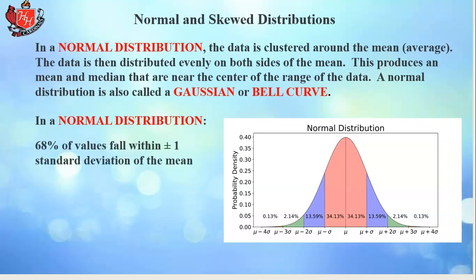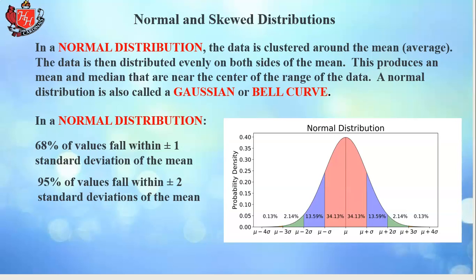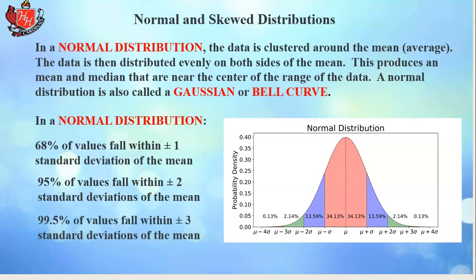There's the normal distribution. 68% of the values fall within plus or minus 1 standard deviation of the mean. So that's the pink area there. 95% of the values fall within plus or minus 2 standard deviations of the mean. That's the pink and blue areas together there. And 99.5% of the values fall within plus or minus 3 standard deviations of the mean. That's almost everything, but not quite. And that's the pink, blue, and green areas that you see.